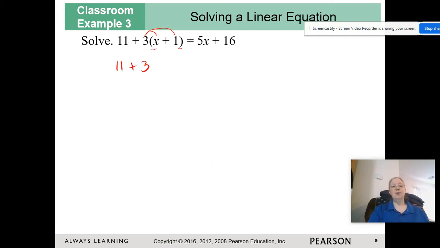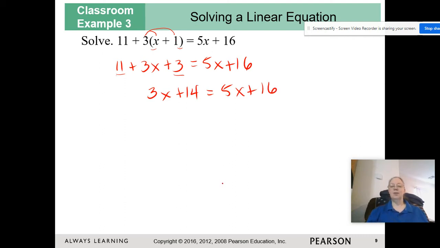So 11 plus 3x. Don't forget to multiply the 3 times the 1. A lot of students just write 1. It's incorrect. So watch out for that. Now I'm going to combine the 11 and the 3. So I have 3x plus 14 is equal to 5x plus 16.